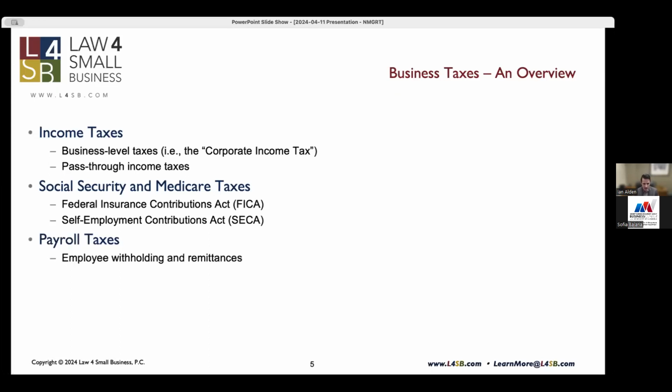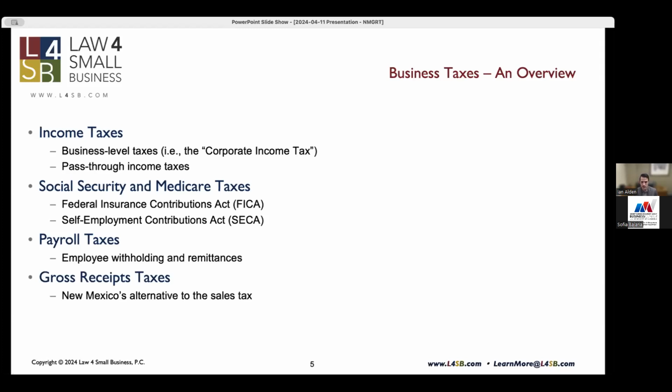Then there's payroll taxes. These are everything from the withholdings, like an income, Social Security, Medicare tax that you withhold from employees' paychecks, but they also include things like unemployment insurance, possibly workers' comp if you've got a state scheme that has direct payment of that. There's a few different payroll taxes that come into play.